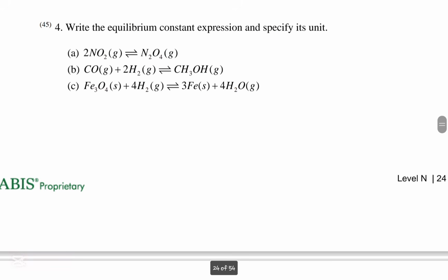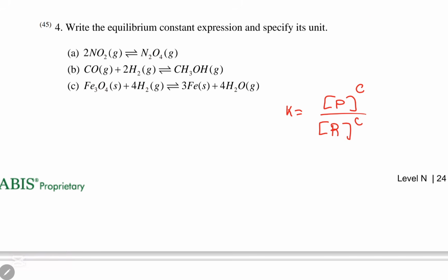We'll now move on to question 4. What does it say? Write the equilibrium constant expression and specify its unit. So you should know that the equilibrium constant is the concentration, unless they want the pressure constant, then you would have to define it with the partial pressure. Anyways, here it's the concentration of products to the power of their coefficient divided by the concentration of reactants to the power of their coefficient.